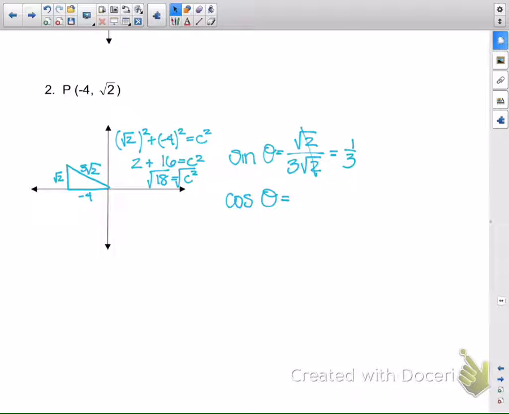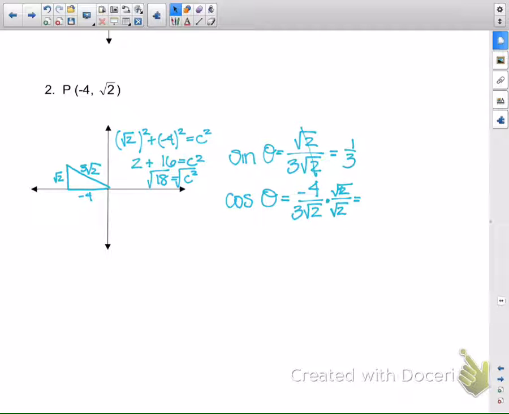Cosine is adjacent over hypotenuse, so that's going to be what over what? Now, may I leave it this way? No, because there's a square root in the bottom. Who remembers how to get rid of that? Multiply by the square root, top and bottom. Not the whole denominator, just the square root. So I'm going to multiply by root 2, top and bottom.